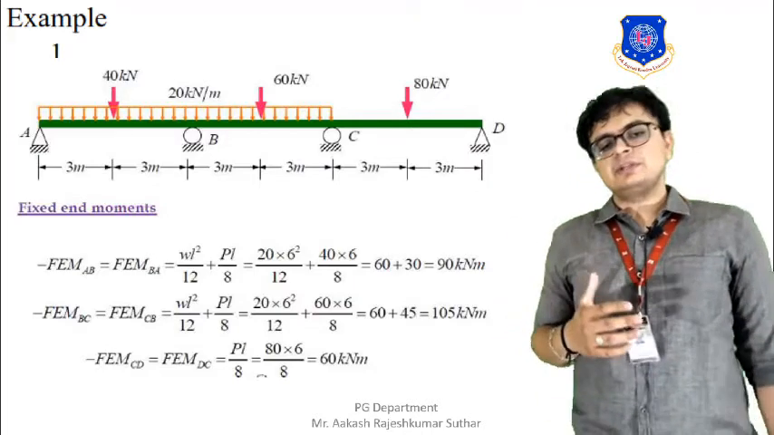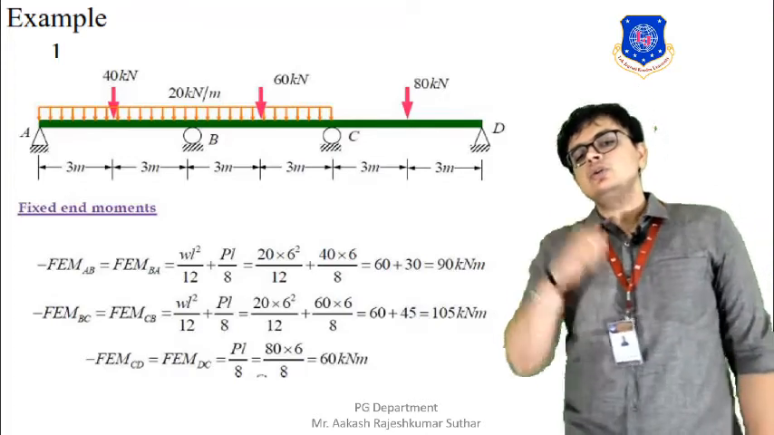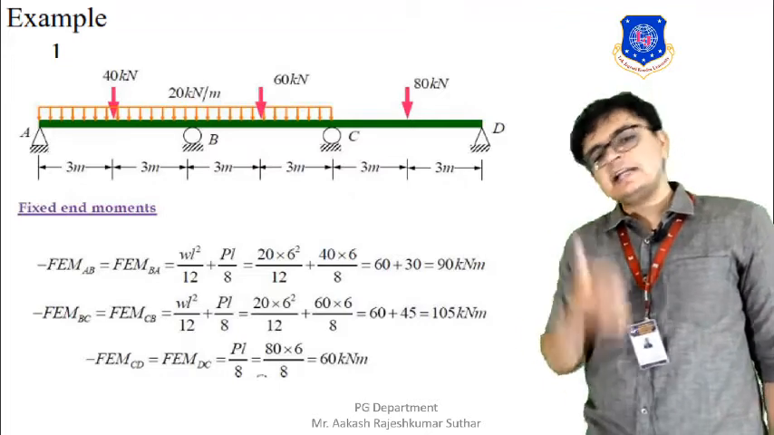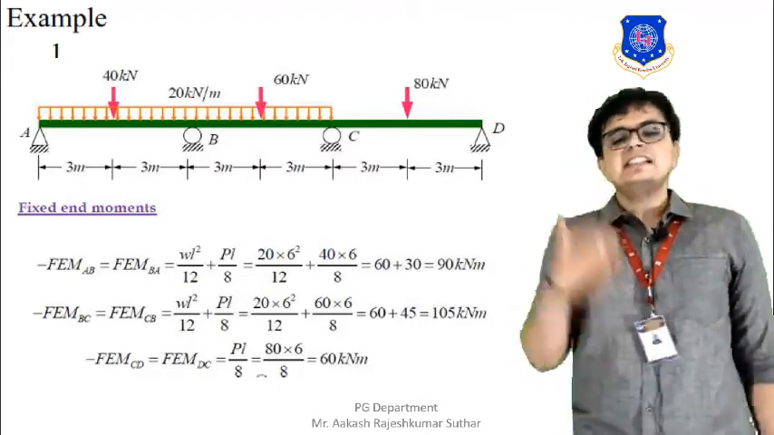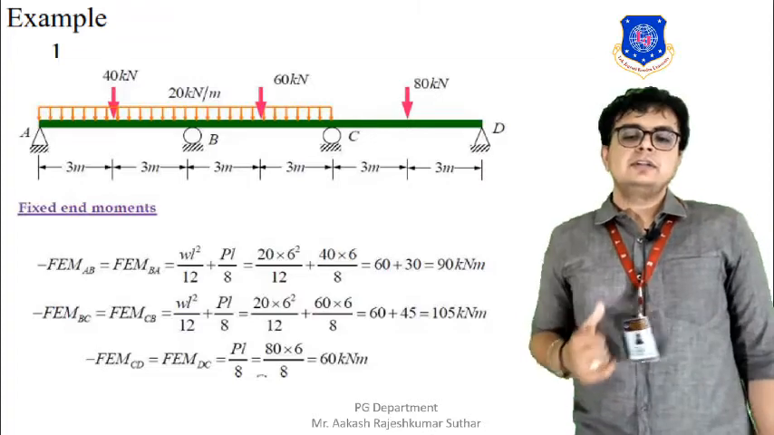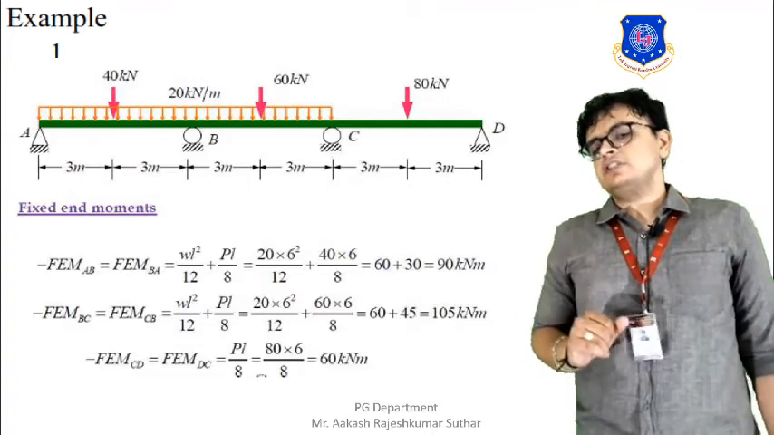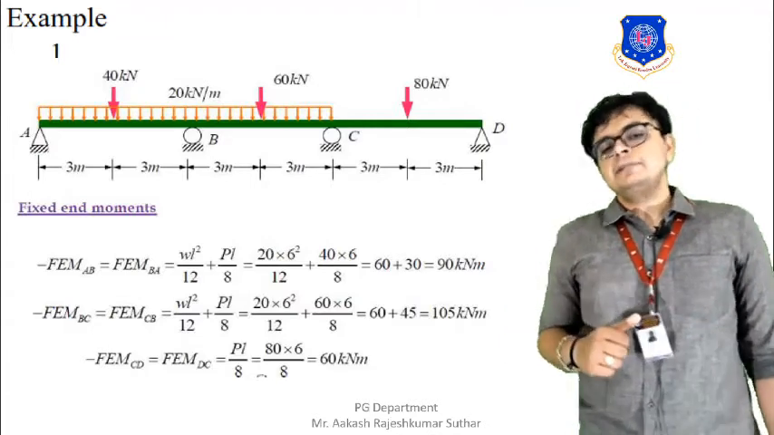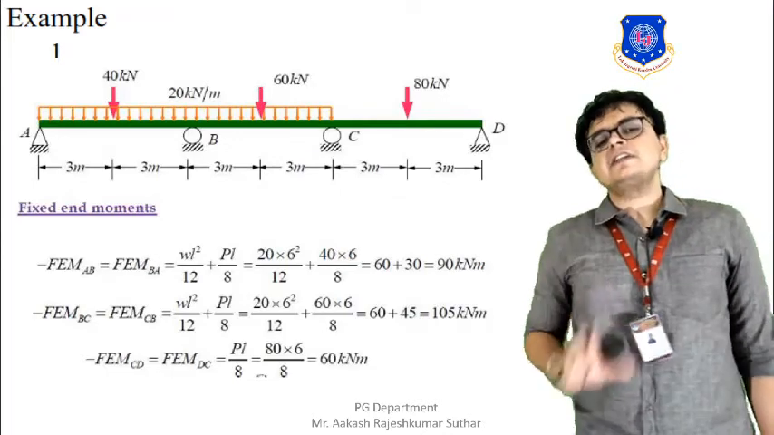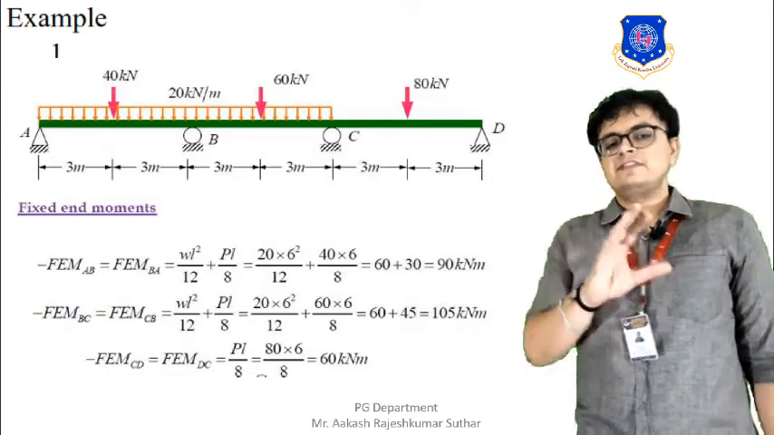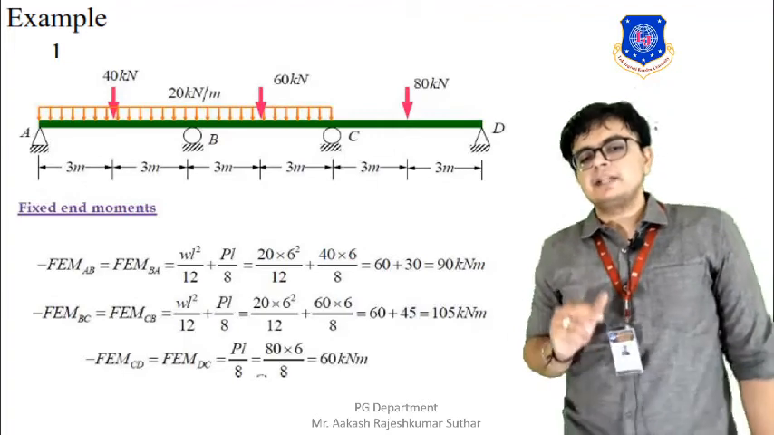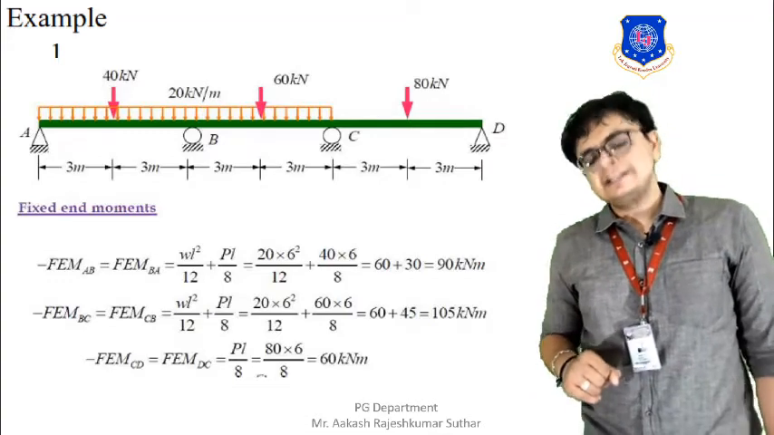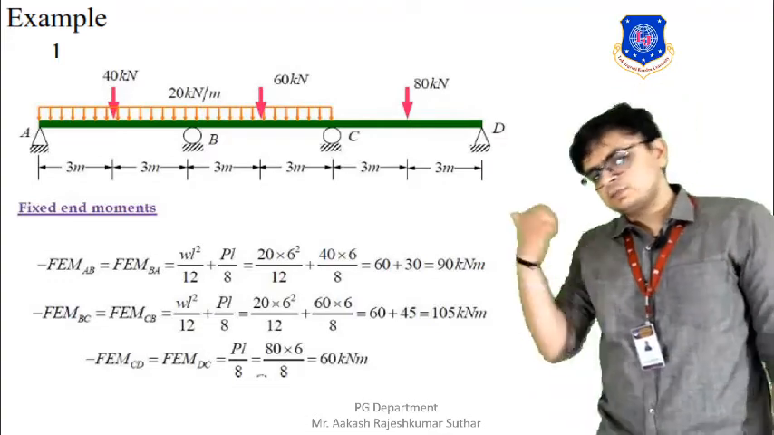So we just have to put in the values. So 20 into 6 square by 12 plus WL by 8. So W is 40, L is 6. So WL by 8 means 40 into 6 by 8. So after doing the addition and multiplication, finally we get 90 kilonewton meter fixed end moment in span AB. FEM AB will be equal to minus 90 kilonewton meter and FEM BA will be plus 90 kilonewton meter.